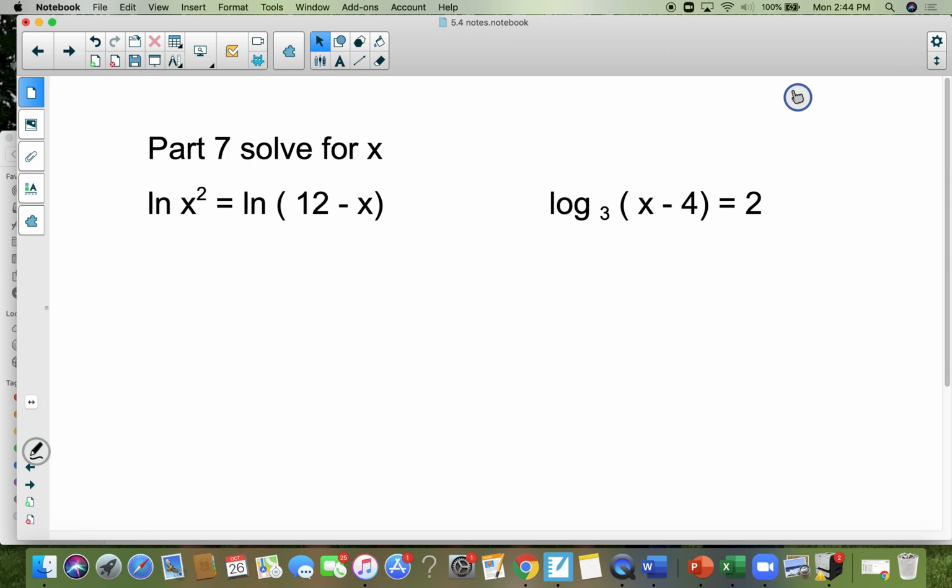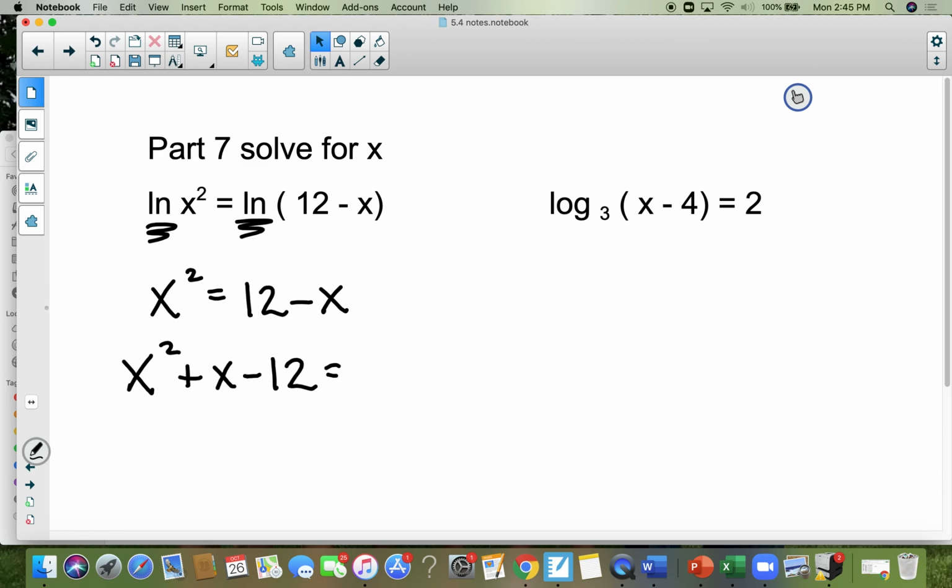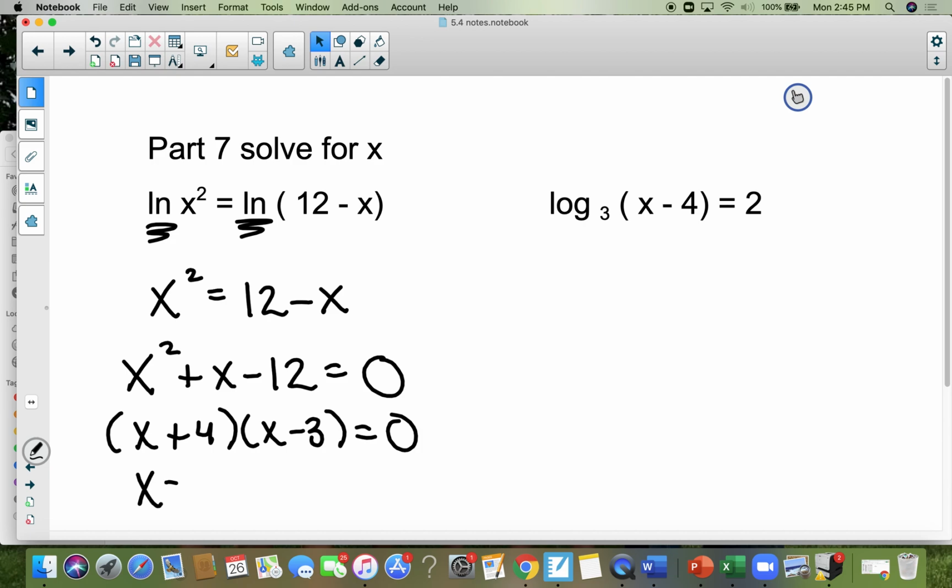Solve for x. Let's just solve for x in all of these. Notice that they both have a natural log on both sides, so you can set x squared equal to 12 minus x. You cannot factor a quadratic unless the right-hand side equals 0. So (x plus 4)(x minus 3) equals 0. x equals negative 4, and x equals 3.